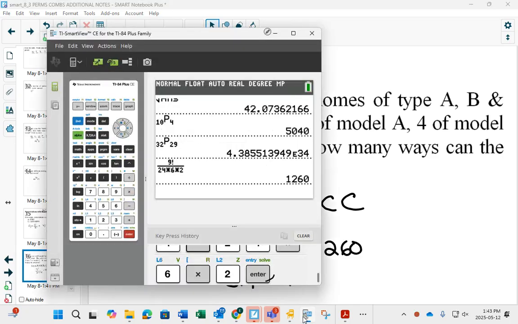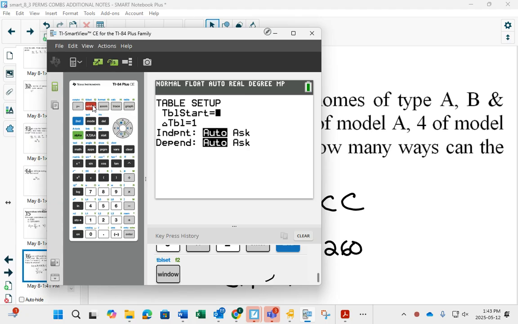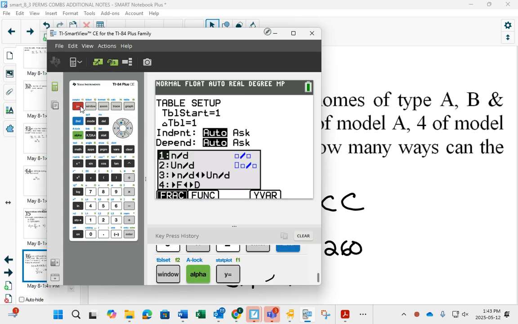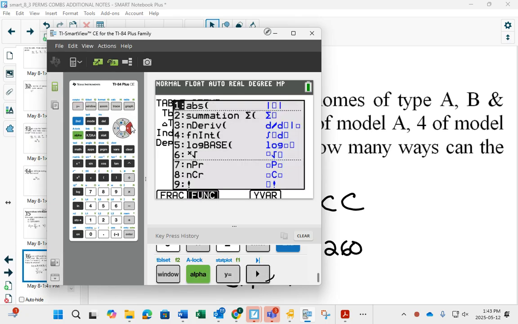Some other shortcuts for you. I keep hitting the math button, but you know the shortcut for fractions, there's also alpha y equals a shortcut for fractions. You go over as a shortcut for functions, and number 9 has the factorial button there as well. Might be a little bit quicker.